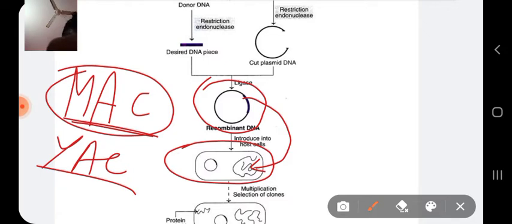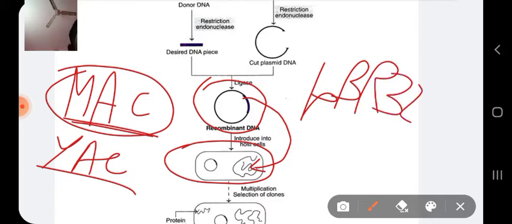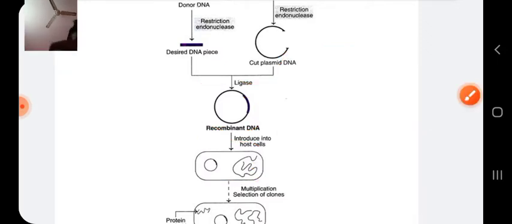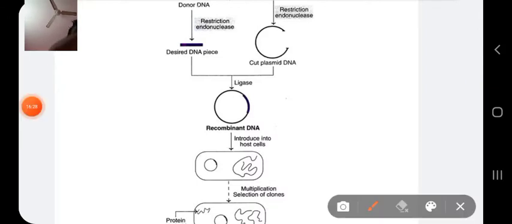But for the simple vectors like pBR322, you have heard this name before in your class 12. pBR322 is a plasmid vector which has been obtained from the E. coli cell and has been assembled. Most commonly used vectors are the bacterial plasmids. Sometimes we can also use bacteriophage.